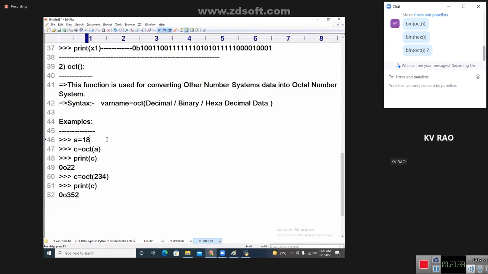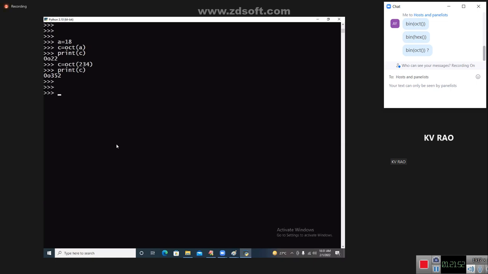Now I'm writing here: this is decimal data. This is converted into octal data, and this is converted into octal format. Okay. Next I'm going to take binary format.